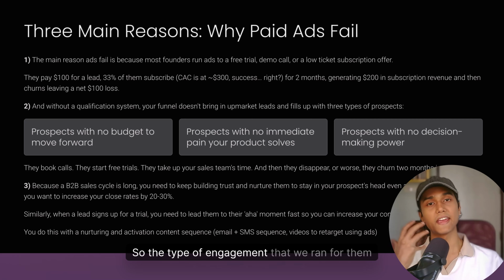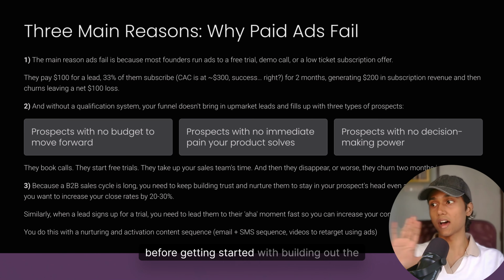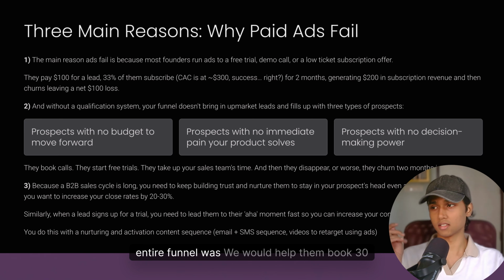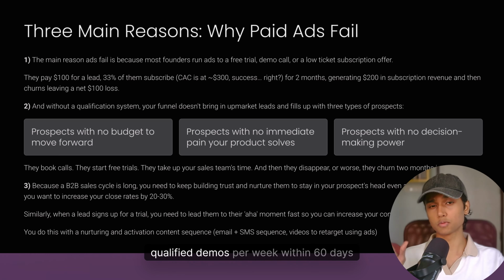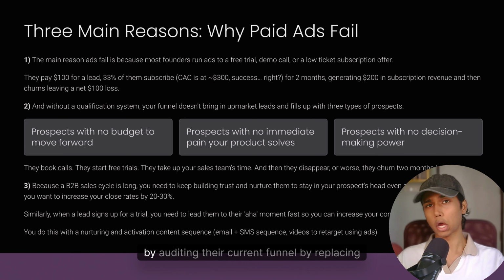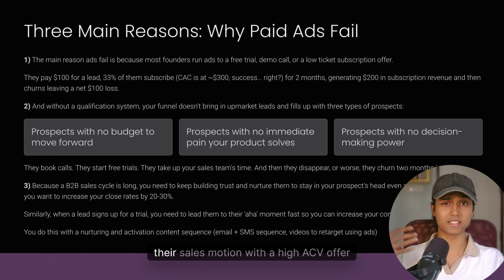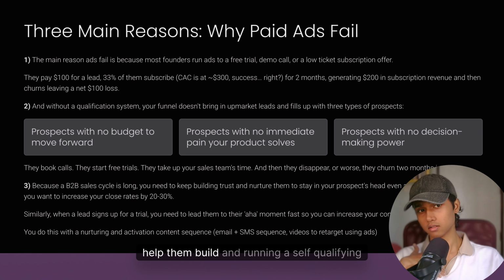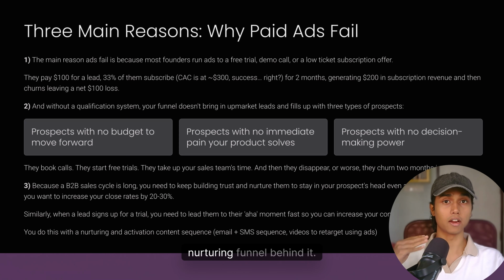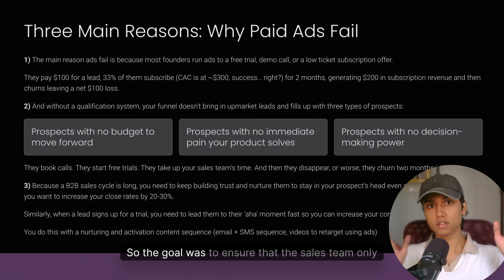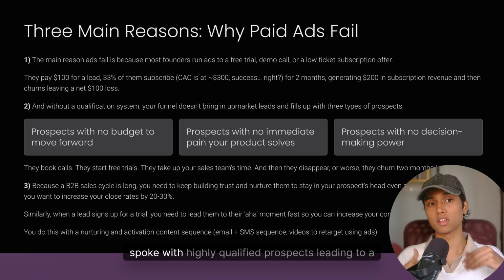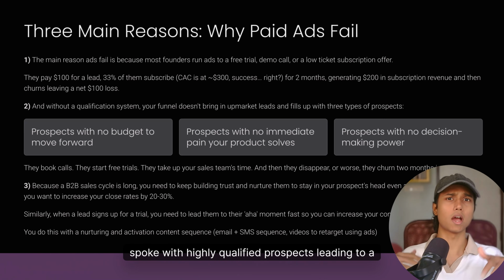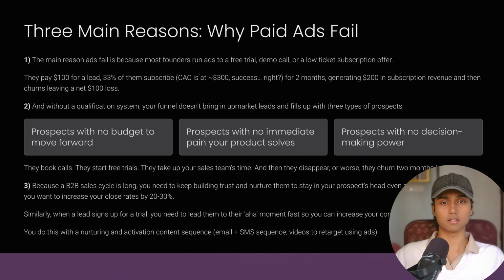So, the type of engagement that we ran for them before getting started with building out the entire funnel was: we would help them book 30 qualified demos per week within 60 days by auditing their current funnel, replacing their sales motion with a high ACV offer supported by concierge onboarding that we would help them build, and running a self-qualifying, nurturing funnel behind it. So, the goal was to ensure that the sales team only spoke with highly qualified prospects, leading to a higher close rate and shorter sales cycles, like I said before.